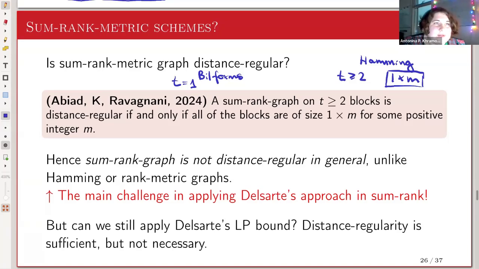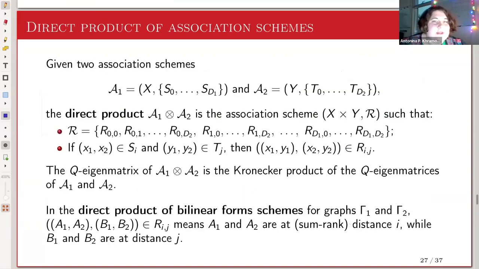But in principle, we don't actually need a distance regular graph to apply the Delsarte bound, because the Delsarte bound only asks for an association scheme. And just because we can define it in an obvious way, as we can for a distance regular graph, doesn't mean that we cannot define it at all. So this is what we do. We define an association scheme for the sum-rank metric graph in a different way.